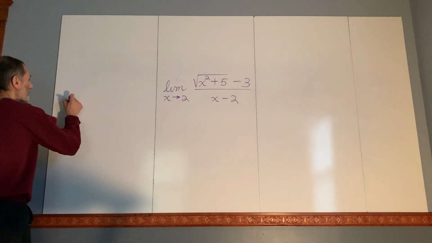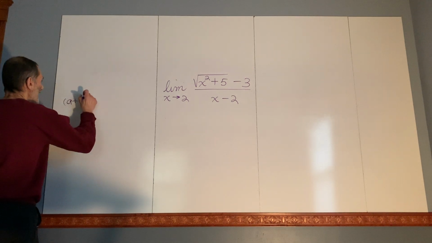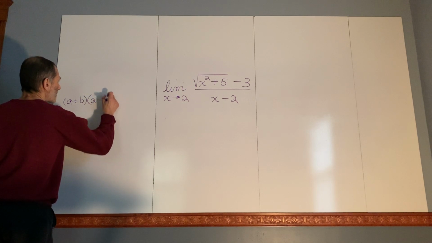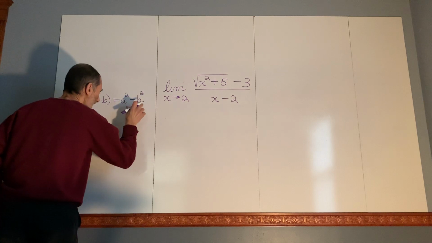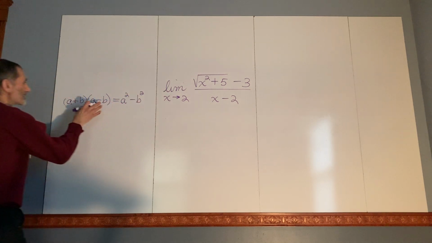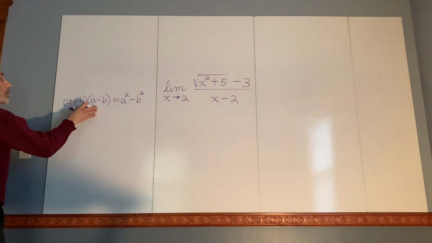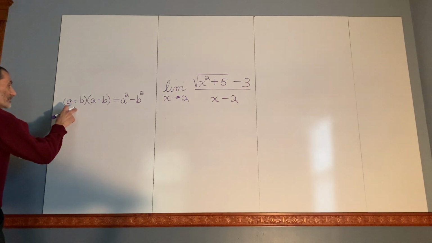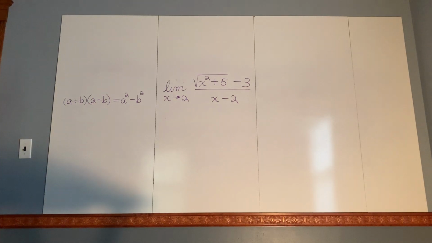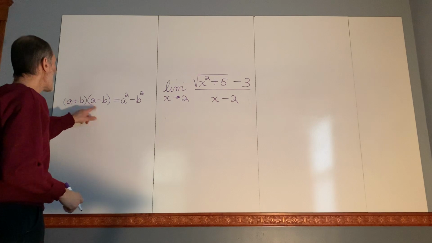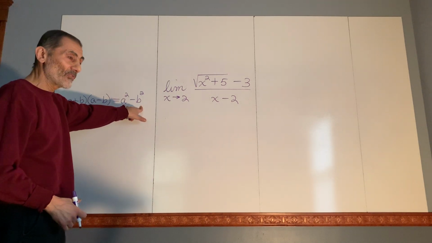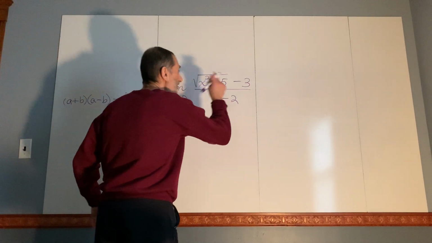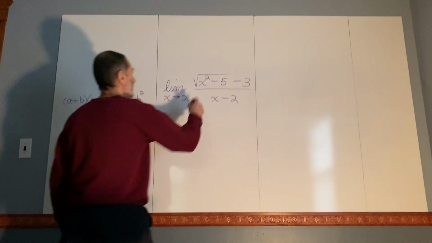Okay, you may remember, I hope you'll remember, that a plus b times a minus b equals a squared minus b squared. Factorization, the difference of squares, is the product of two conjugates. A plus b and a minus b are conjugates of each other. And if either a or b or both is a square root, when you multiply them together, both get squared, the square root disappears. That tells us how to deal with this kind of limit.